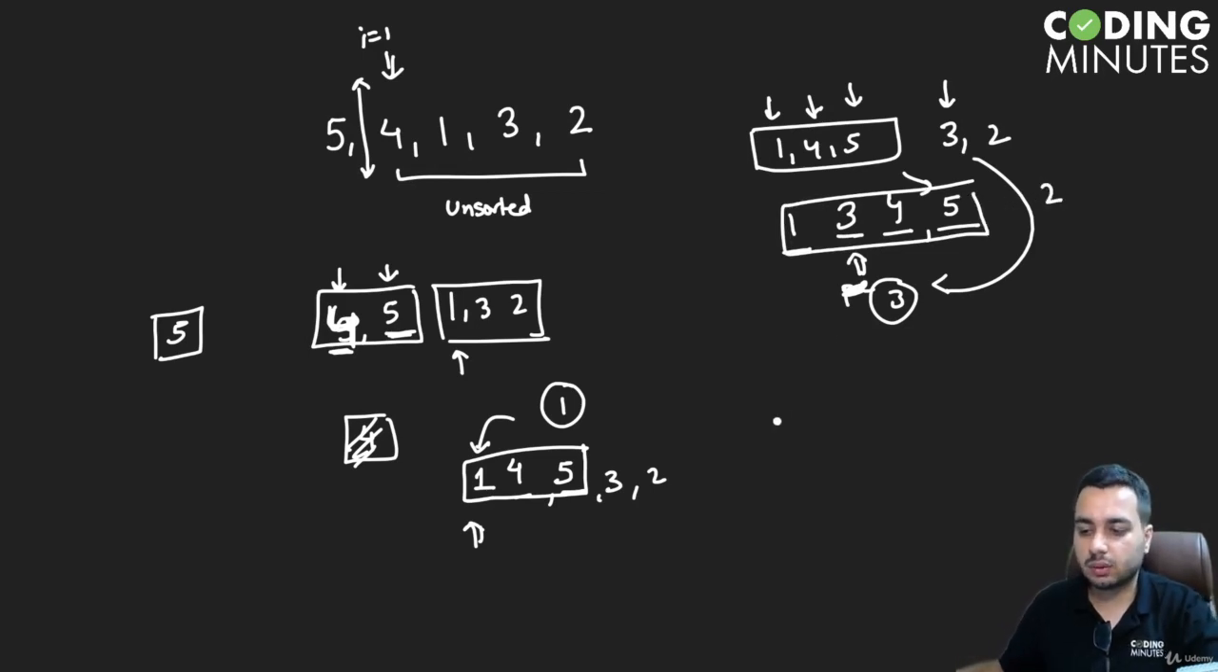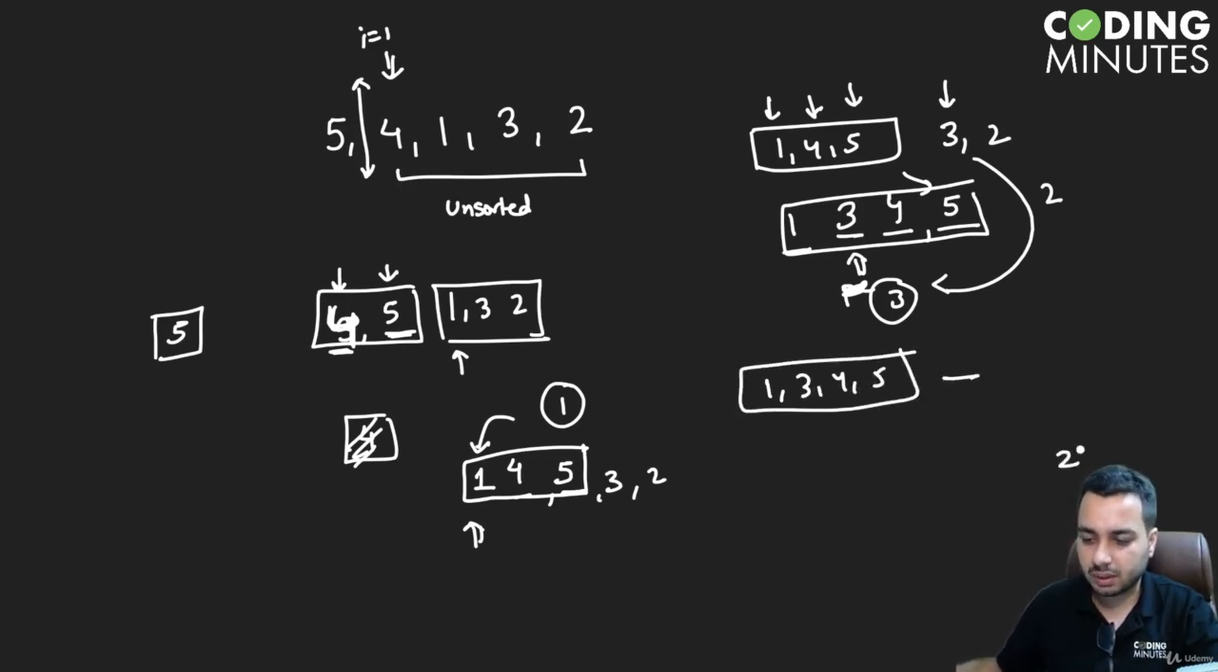We will do a similar thing for 2. We have 1, 3, 4, 5. We copy 2 in a temporary memory and we keep on moving these elements one step ahead. So 5 goes here, 4 goes here, 3 goes here. 1 will not move because 1 is not greater than 2, so we'll put 2 here. So it will become 1, 2, 3, 4 and 5.